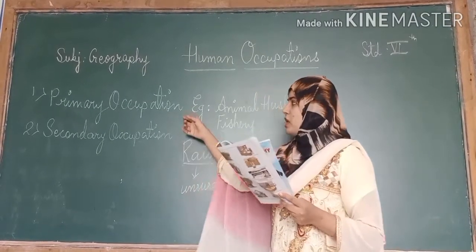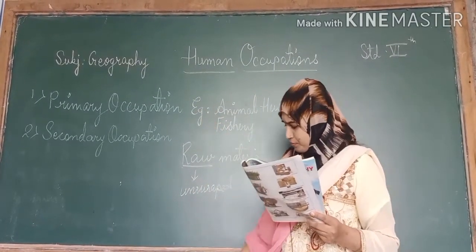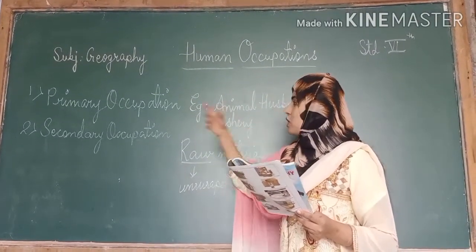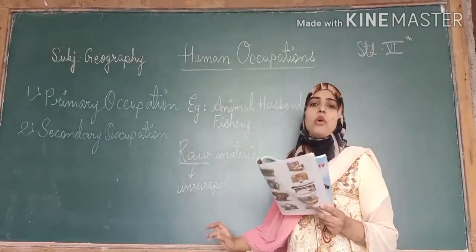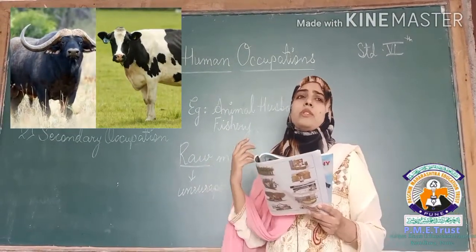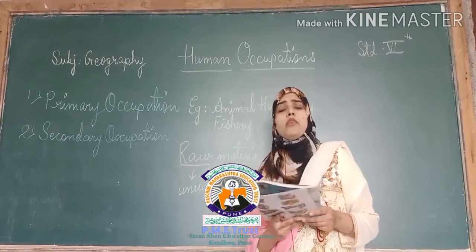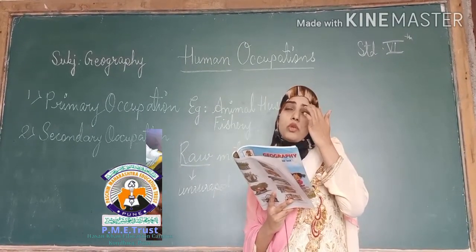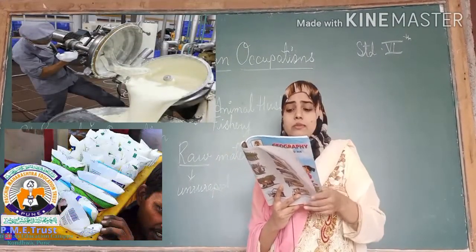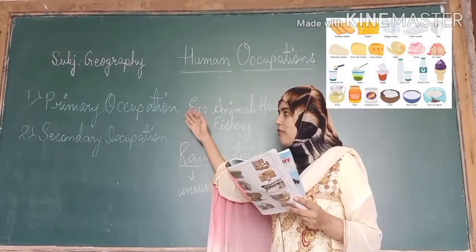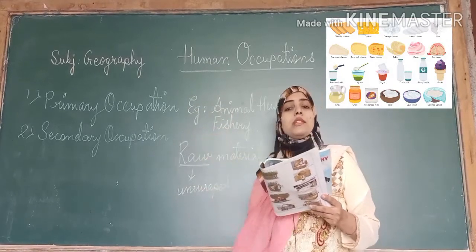Okay, primary occupation is the basic and the simplest concept. From domestic animals, cows and buffaloes, we get milk, and the milk undergoes processing in the dairies, and we get lots of things. So this is the primary occupation. From the primary occupation they come to the secondary occupation.